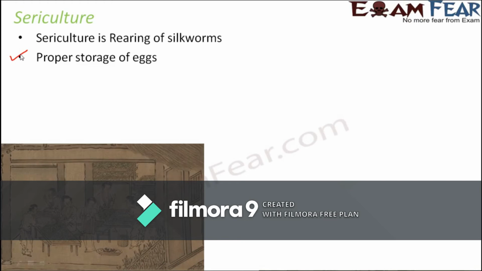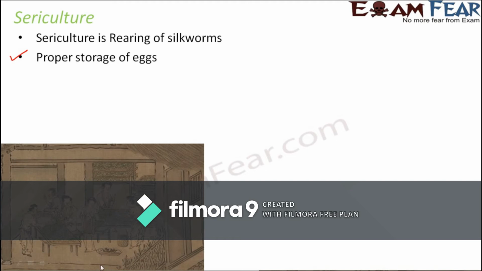When I say proper storage, I mean that they should be stored at warm temperature and proper hygiene, so that silkworms can be hatched from the eggs. So how is it exactly done? If you talk about the accurate process of rearing, how it happens, you can look at this picture.